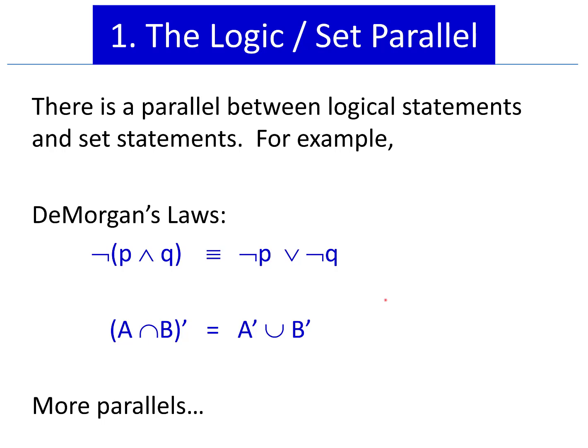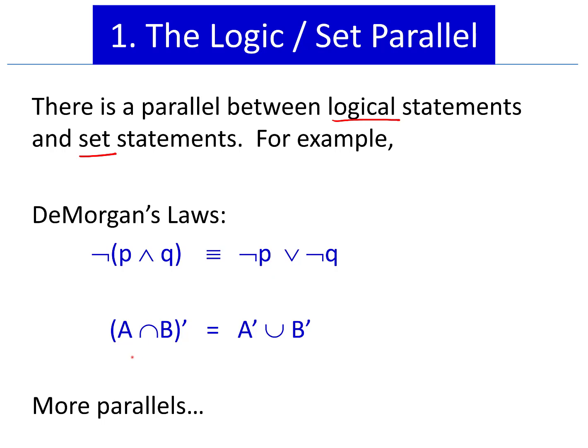There is a parallel between logical statements and set statements. For example, De Morgan's laws. We have De Morgan's laws in sets, and we have De Morgan's laws in logic. In logic, it says not (P and Q) is equivalent to not P or not Q. It's sort of like a distributive property for the negation, and the and turns into an or.